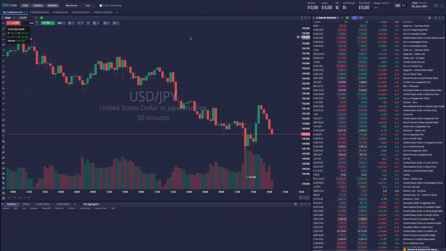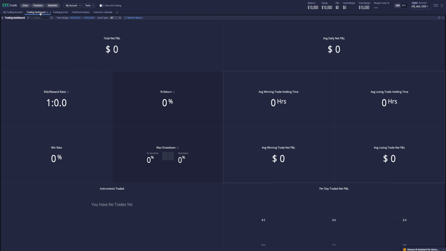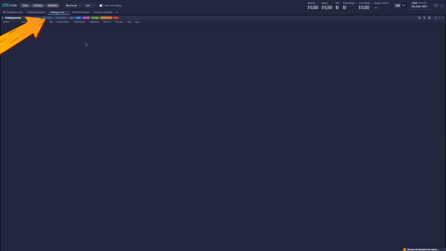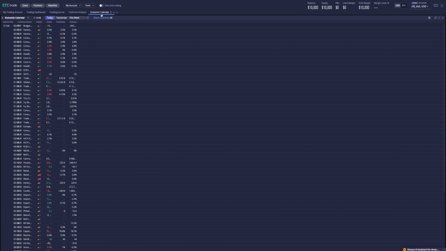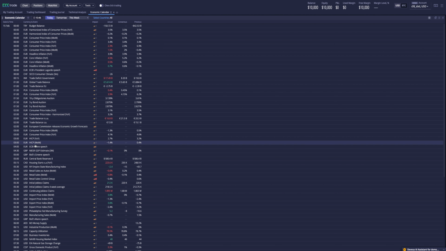DXTrade is highly customizable with its default layout showing the trading instruments, a trading chart, and the trading account positions and histories. It also has 4 other layouts by default, including a trading dashboard tab that shows all of the account trading data, a trading journal tab that breaks down all of the trades you've taken, a technical analysis tab that shows strictly charts, and an economic calendar tab that shows all important news releases.